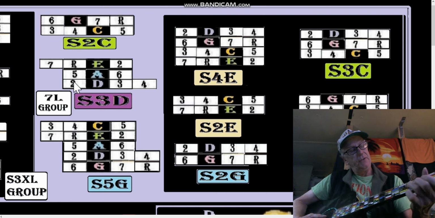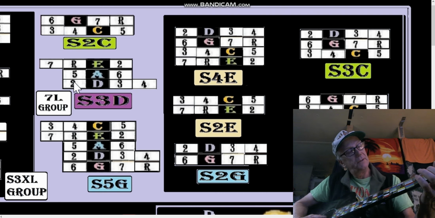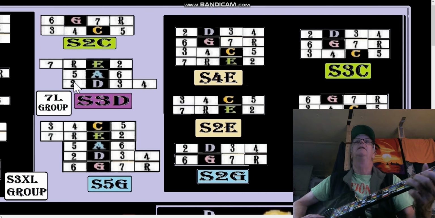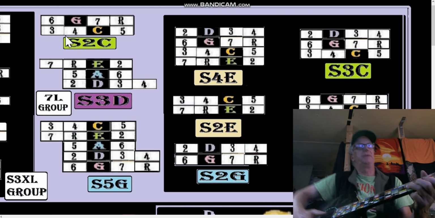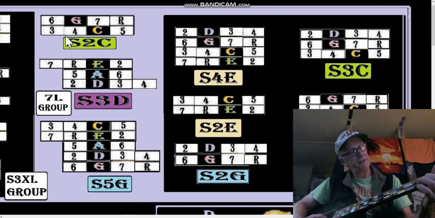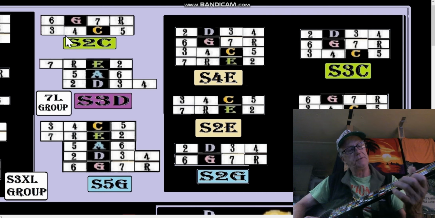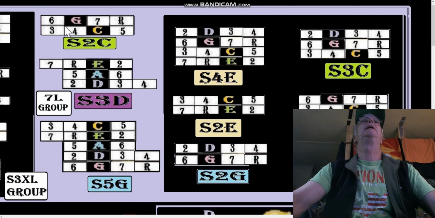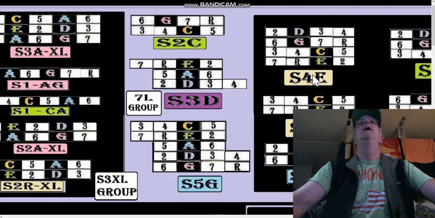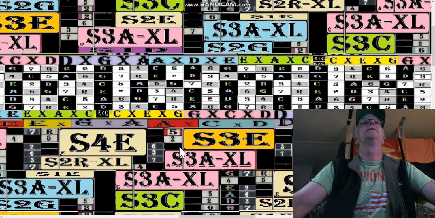And then the S2E would be like, okay, 7 root 2, S2C, sorry. S2C would be 3, 4, 5. It sits on top of that, 6, 7 root. You have to warp the top part of that, so the S2C actually gets split when you're playing it on the guitar. And I'm just going to show you that on one of the fretboards here.